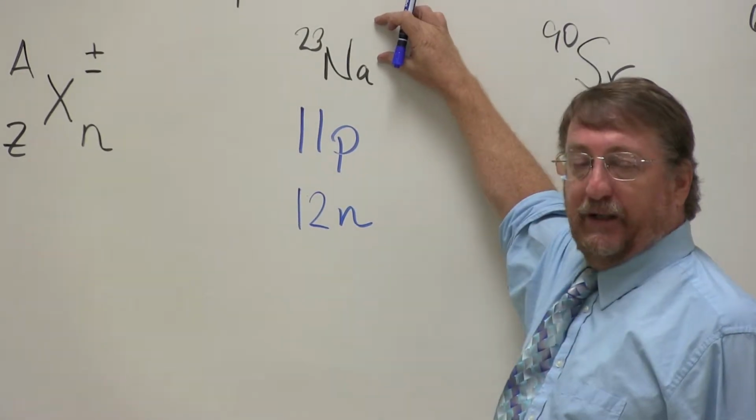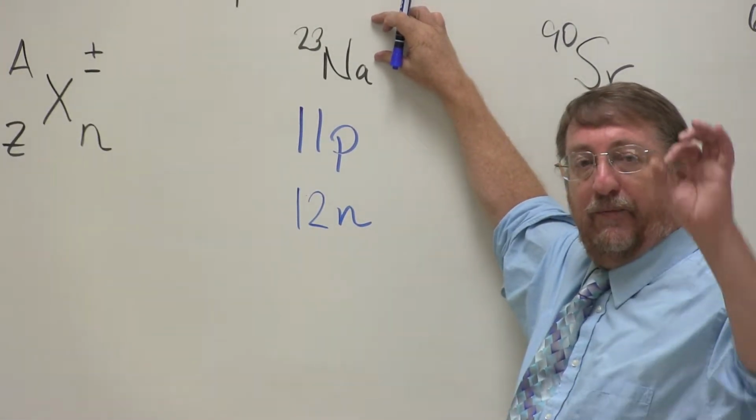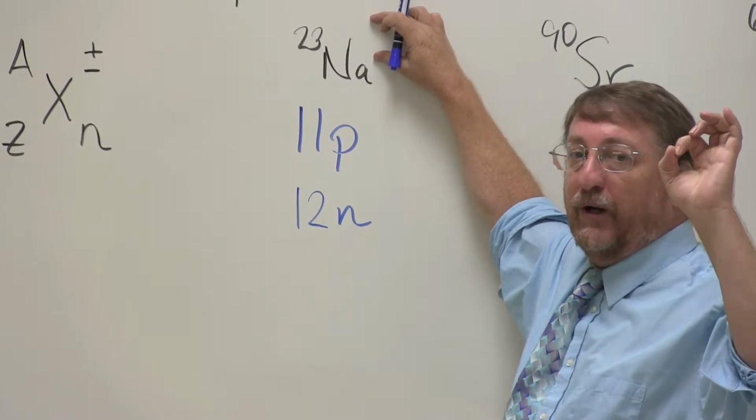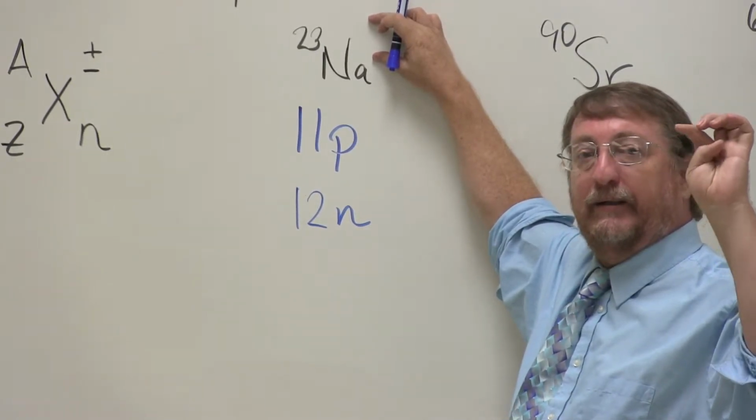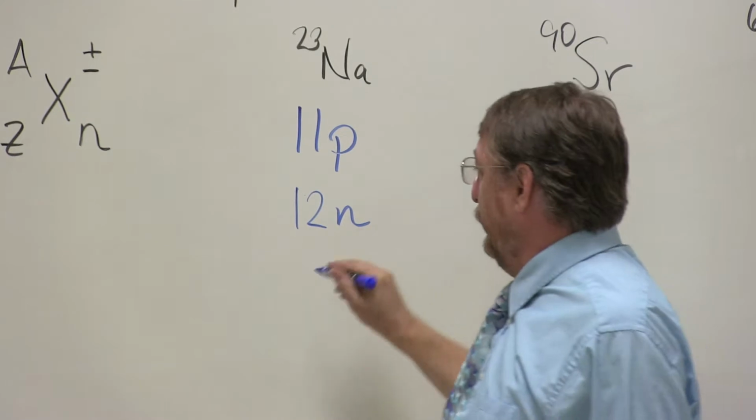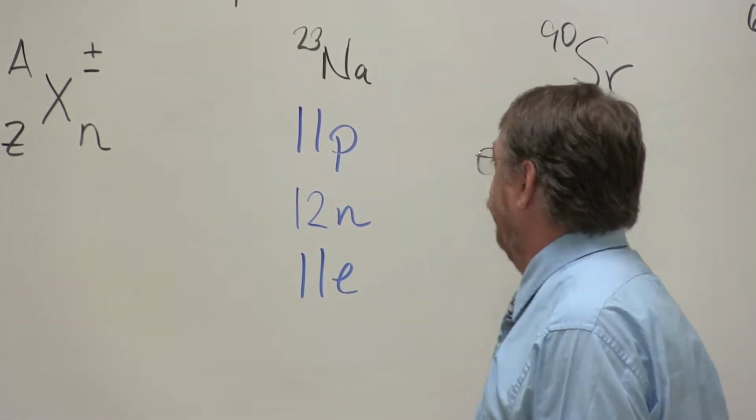No charge is listed up here. No charge is listed up there. The charge is 0. 0 doesn't mean 0 electrons. It means the same number of electrons as protons. So we're going to have 11 electrons.